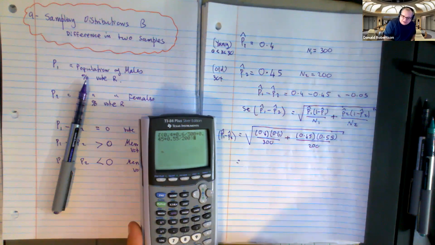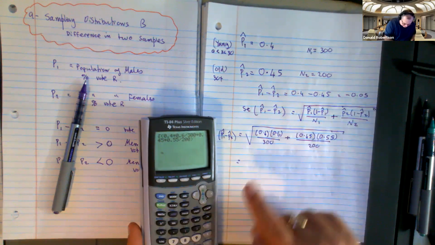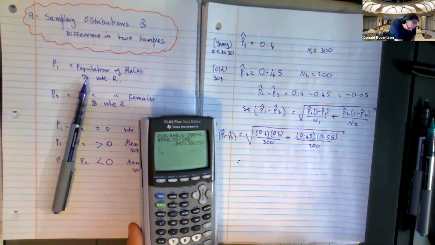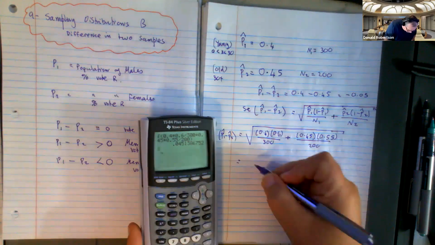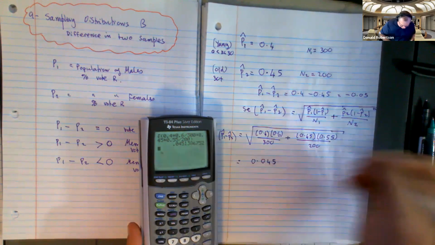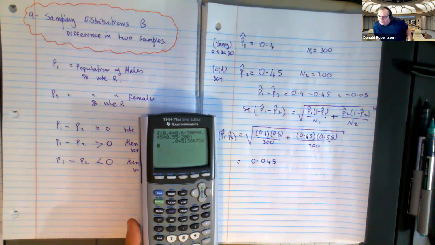Have you noticed that at least I don't need to worry about order of operations? Pretty much if you do it from left to right, you're going to be fine. Now, when I hit enter, I get the answer 0.045 and some other digits. Are you comfortable about how we did that calculation?